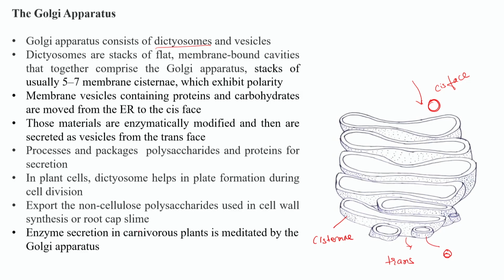Similarly, the non-cellulose polysaccharides which are present in the cell wall, as well as in the form of slime at the root cap tip, are also secreted from the Golgi complex. Many a time the carnivorous plant secretes enzymes which are actually formed through the Golgi apparatus.